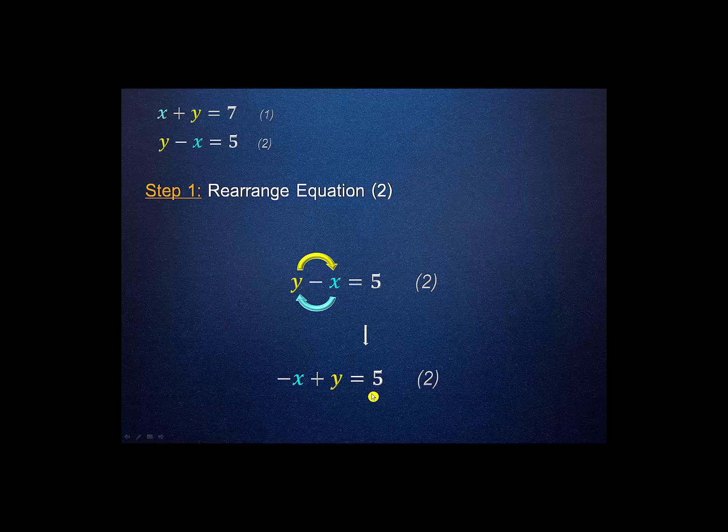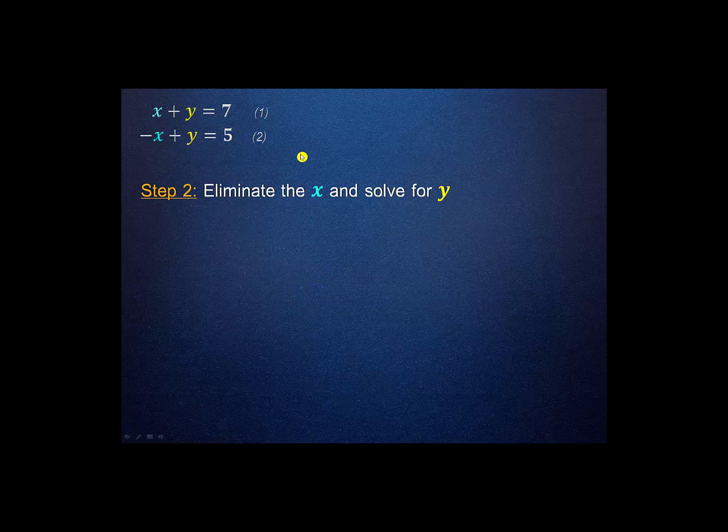So why did I do that? Good question. The reason is now I have all the x's together and the y's together. It doesn't matter what you choose. You could choose to rearrange equation 1 and have the y's at the front, but in this case I chose to have the x's at the front of the two equations.